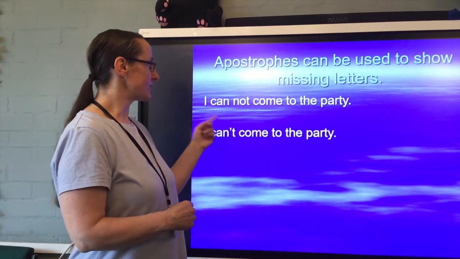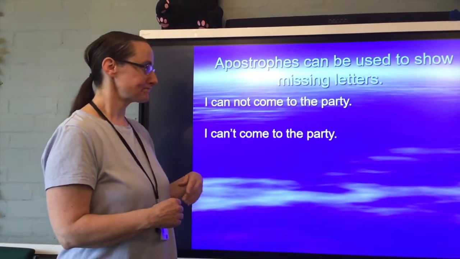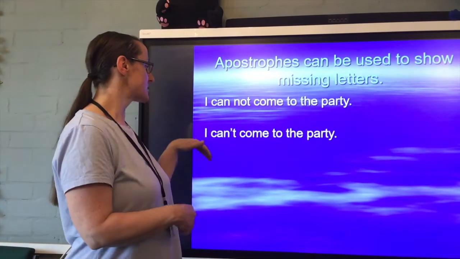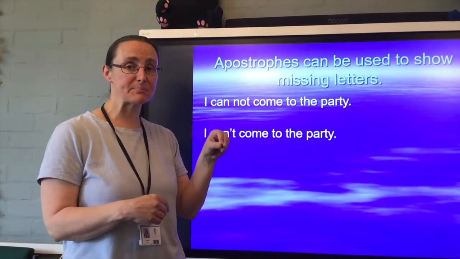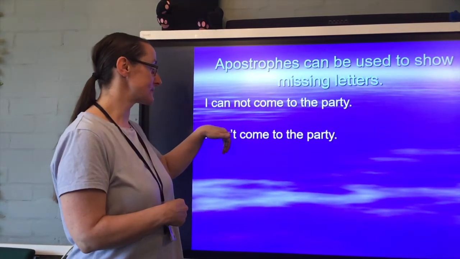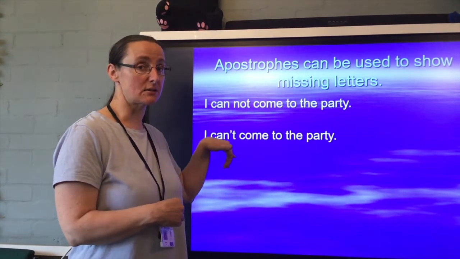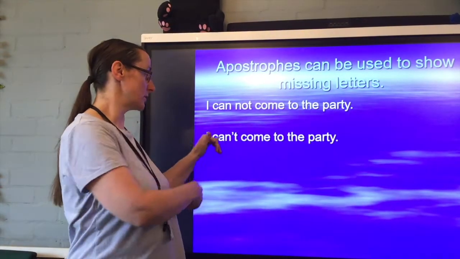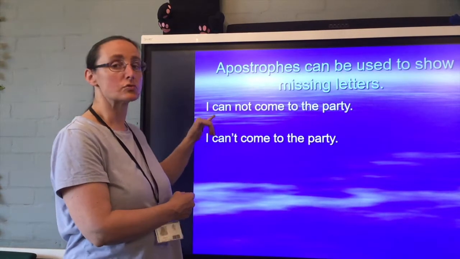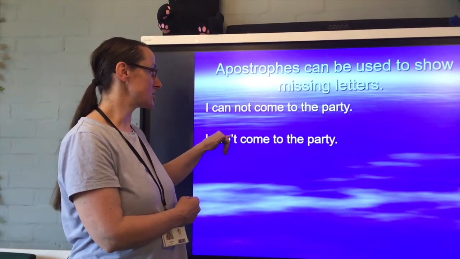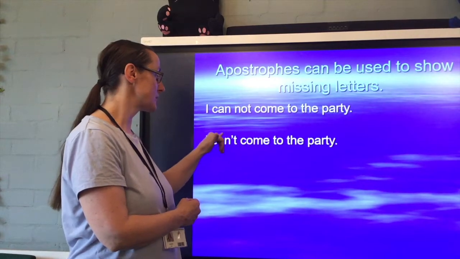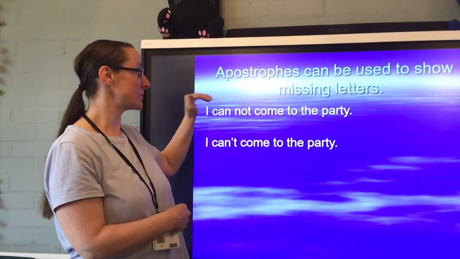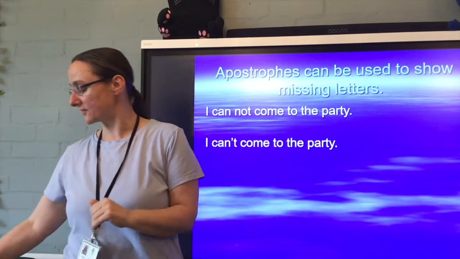So in this sentence here we've got, I cannot come to the party. The words cannot can be what we call contracted or shortened to make can't. And where the letters have been taken out, an apostrophe gets put in to show where the missing letters are. Now, it's quite common for children to put the apostrophe in the wrong place in this kind of word and put it between the A and the N rather than between the N and the T to show that the O has been taken out. So we focus quite a bit on the children thinking about how the word has changed from the original word into the contracted version.